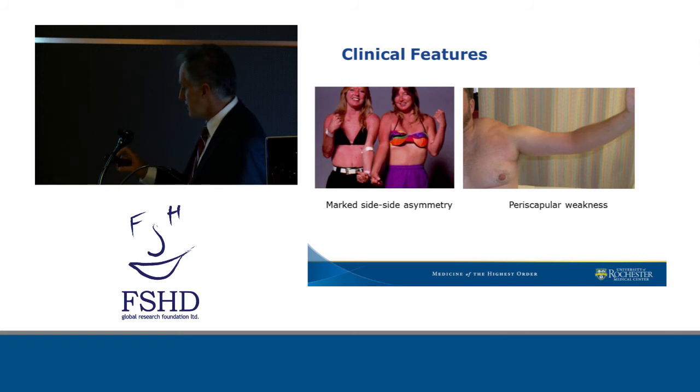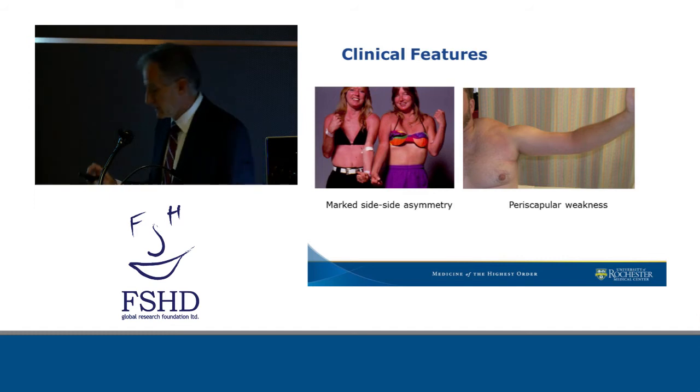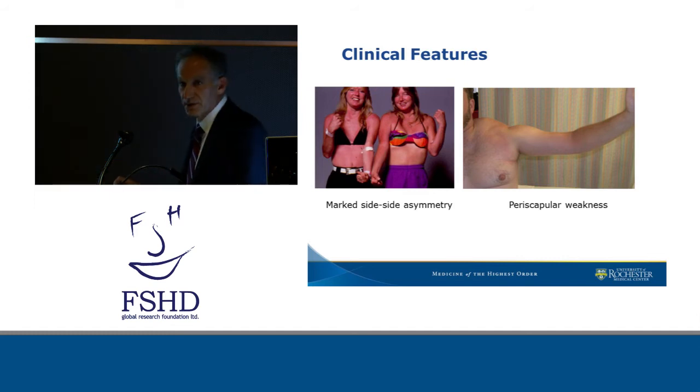These two young women are identical twins. And you can see that they're kind of mirror images of each other. And I've asked them to flex their arms. And one of them can do the right side, the other one can do the left side. And both of those arms are completely normal, whereas this biceps on this side is completely wasted and atrophied.